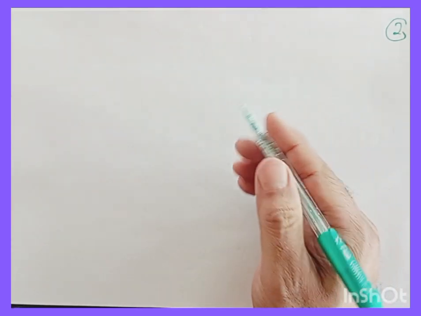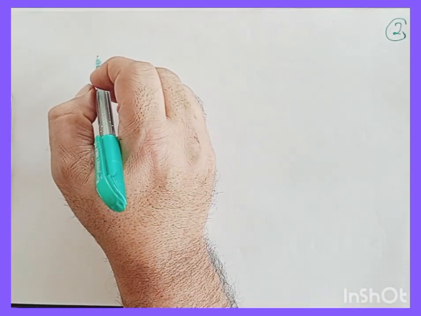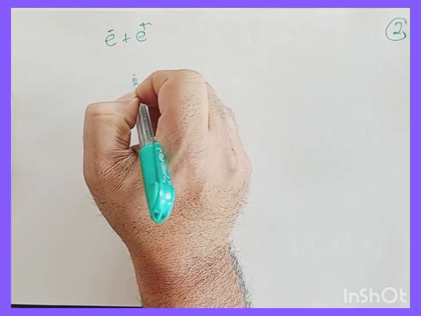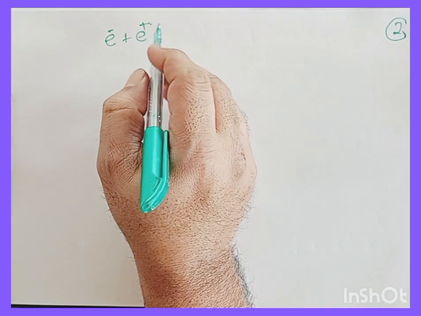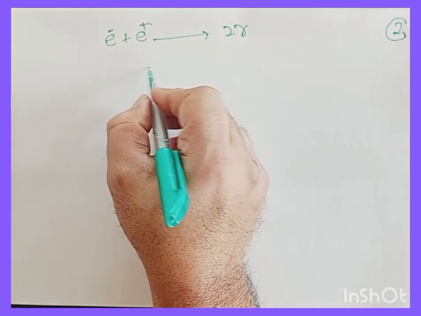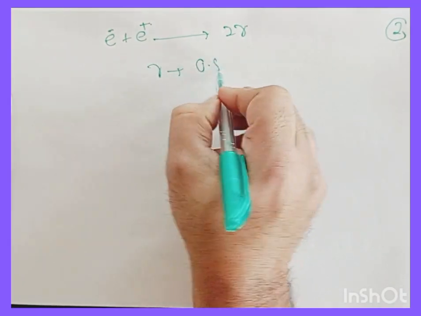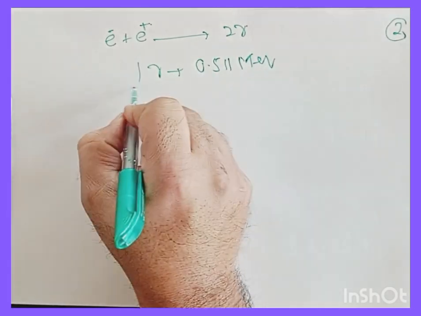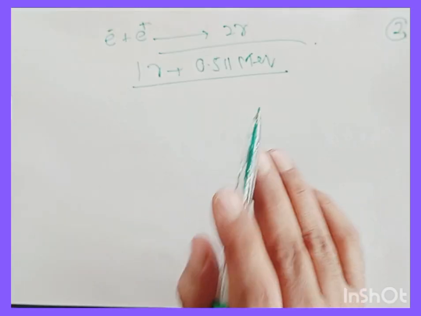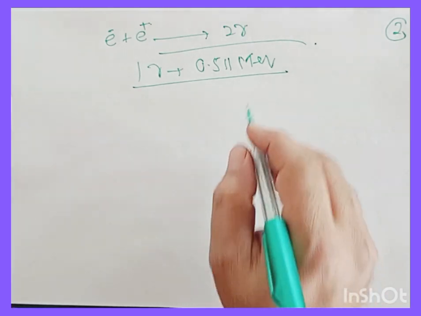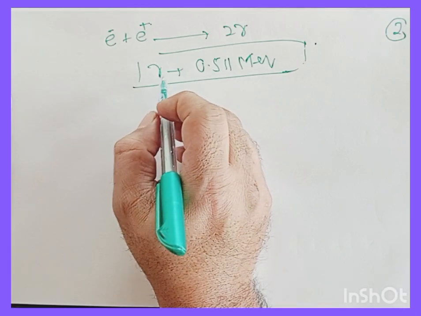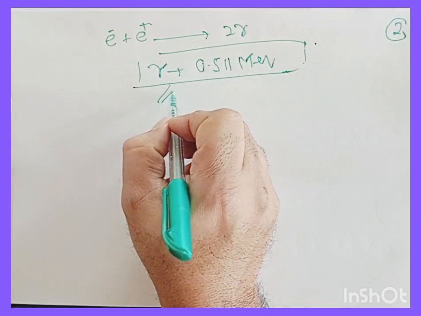Now, if we take the example of a particle and antiparticle situation in the case of electron and positron, we have the release of two gamma ray photons. The energy of each gamma ray photon is nearly 0.511 mega electron volts, when both the electron and positron are initially at rest. This is the energy of this gamma ray photon.